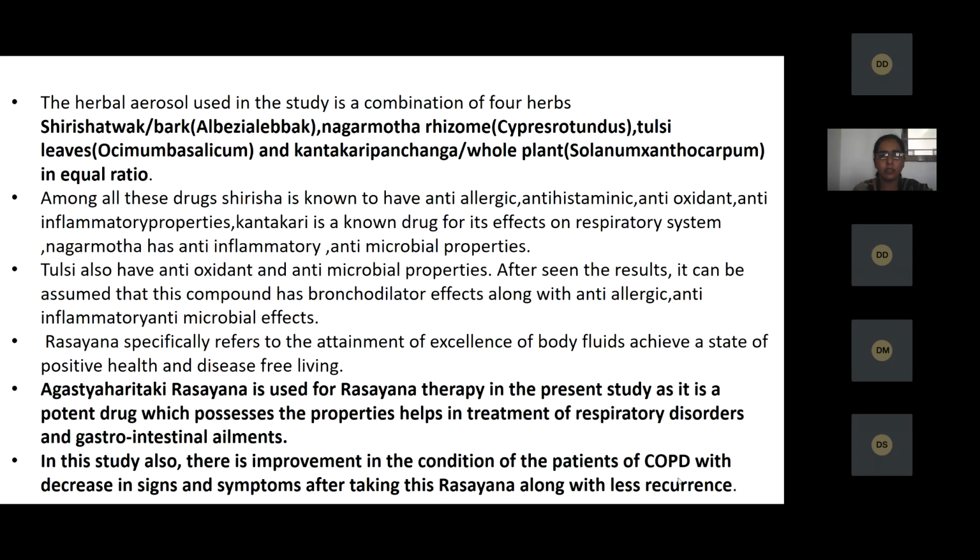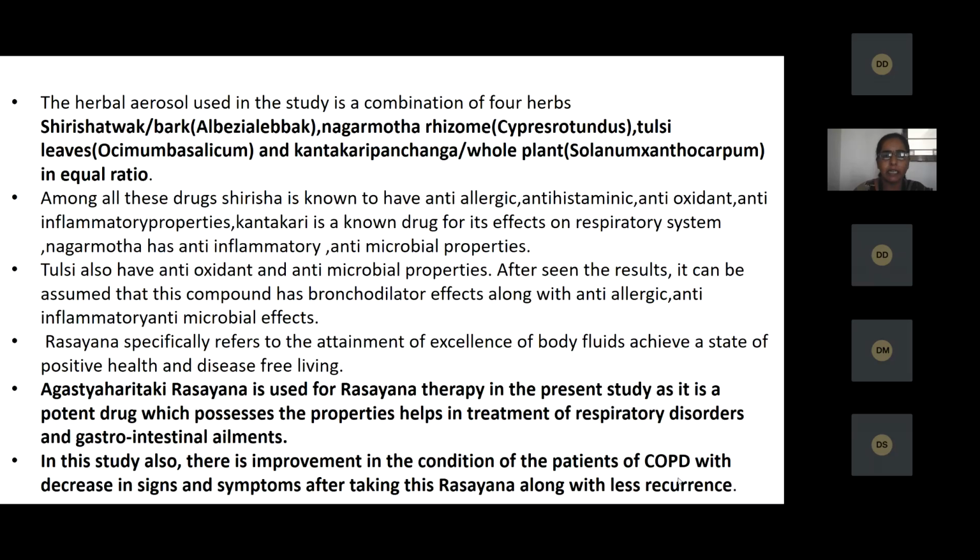Agastya Haritaki is used for rasayana therapy in the present study, and it is a potent drug which possesses properties that help in treatment of respiratory disorders and gastrointestinal ailments. In this study, there is also improvement in the condition of COPD patients with a decrease in signs and symptoms after taking the rasayana, along with less recurrence. We can remember this herbal aerosol which contains Shirisha Twak, Nagarmotha, Tulsi and Kantakari Panchanga, made as an aerosol, with Agastya Haritaki as the line of treatment. This is the article and I have already given the reference.